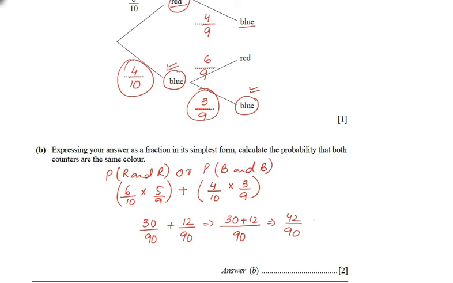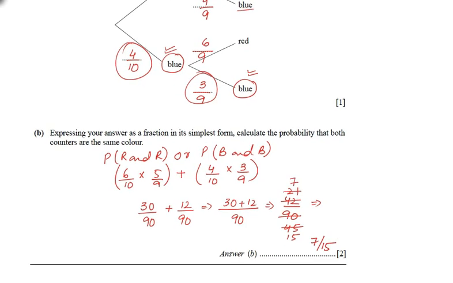And if we simplify it with the table of 2, 2 times 21 is 42 and 2 times 45 is 90. Now if we simplify it more with the table of 3, 3 times 7 is 21, and 3 times 15 is 45. So the answer is 7 upon 15. Okay, so the final answer of this part is 7 upon 15.